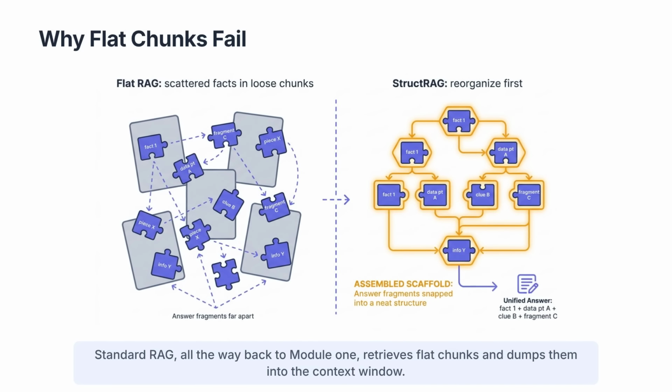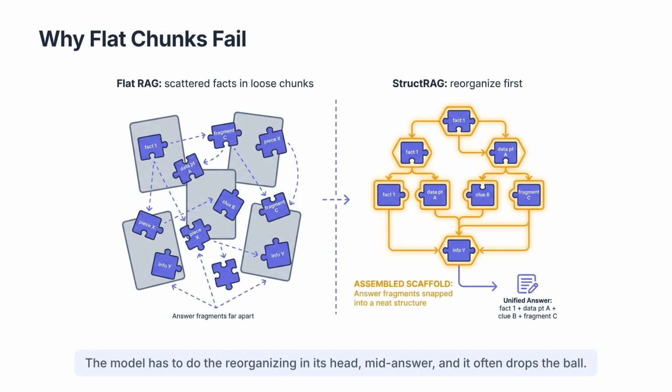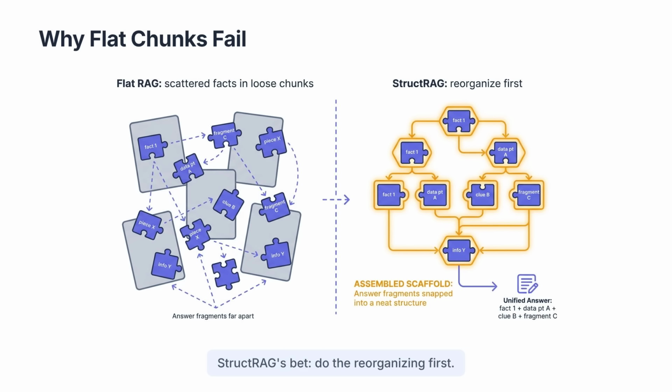Standard RAG, all the way back to Module 1, retrieves flat chunks and dumps them into the context window. But when the answer is badly scattered across many documents, a fact here, a number there, a date 3 files away, flat chunks keep it scattered. The model has to do the reorganizing in its head mid-answer, and it often drops the ball. StructRAG's bet: do the reorganizing first.